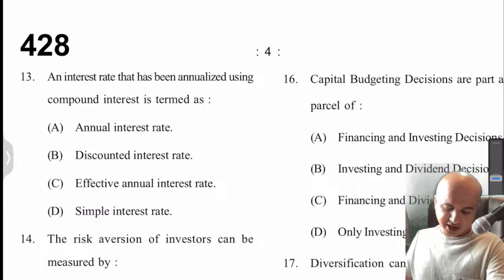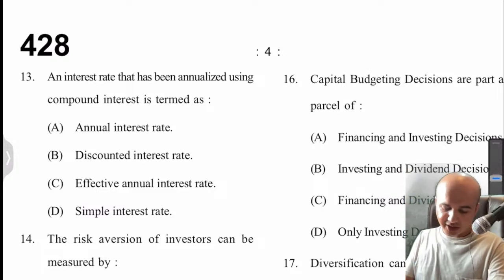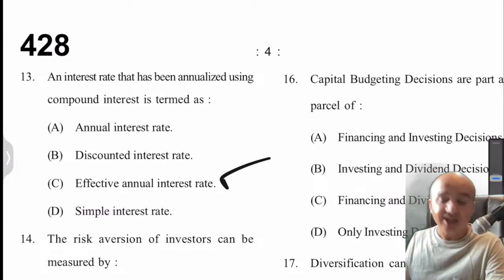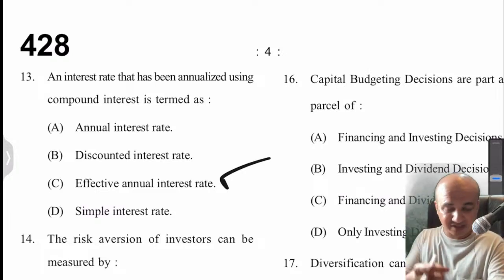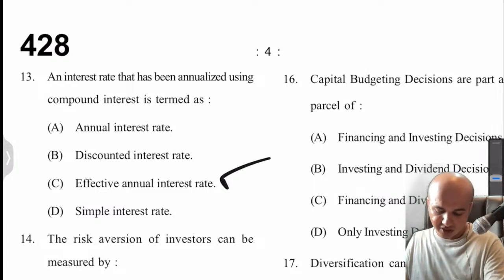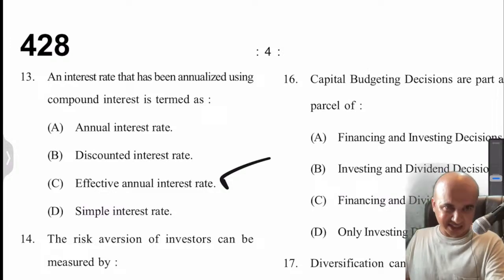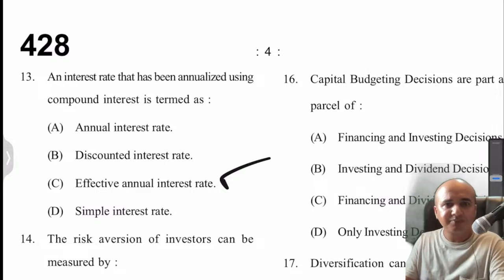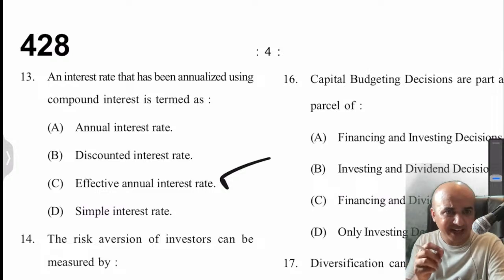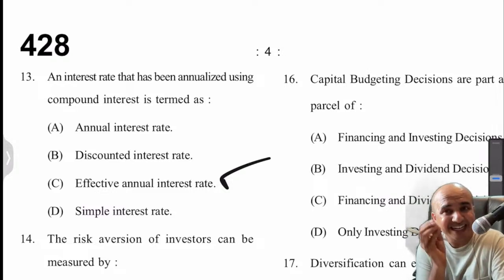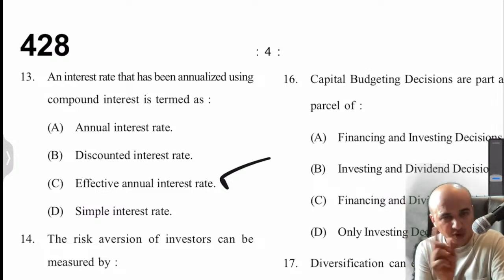What is the answer? An interest rate that has been annualized using compound interest is termed as what? It is nothing but effective annual interest rate. We already solved the problem. Remember question number 6, where we didn't get the answer according to the options, where I said that I will take a look into this in the next session. The same thing is asked here. So now what is this effective annual interest rate? This is nothing but the interest rate that has been annualized using compound interest. That means it reflects the total interest earned or paid over 1 year, considering the compounding factor.